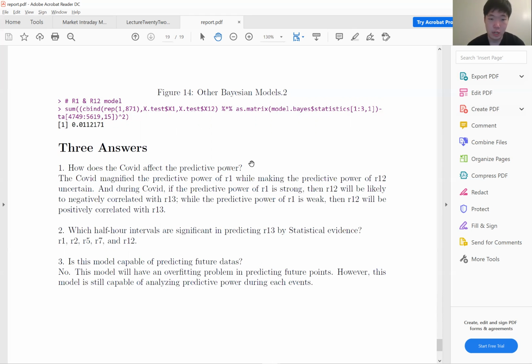And which half-hour intervals are significant in predicting R13 by statistical evidence? Well, R1, R2, R5, R7, and R12 are significant. And is this model capable of predicting future data? No. The model will have an overfitting problem in predicting future points. However, this model still is capable of analyzing predictive powers in sample during some events.